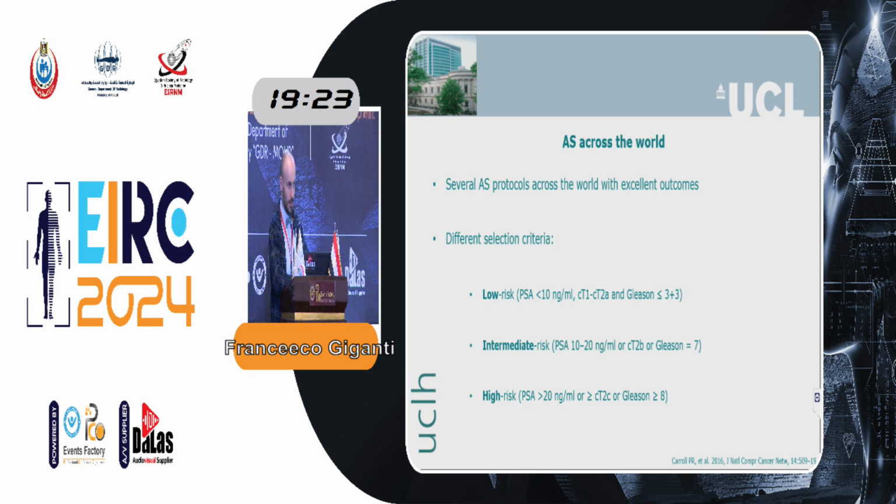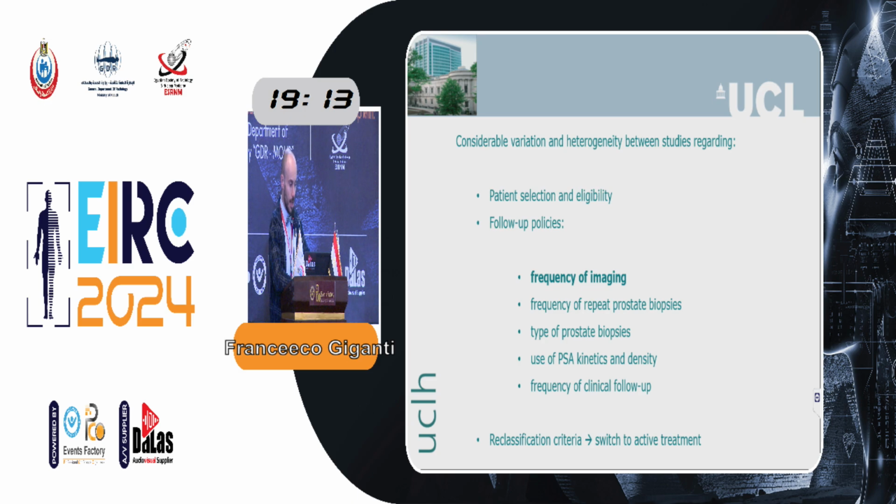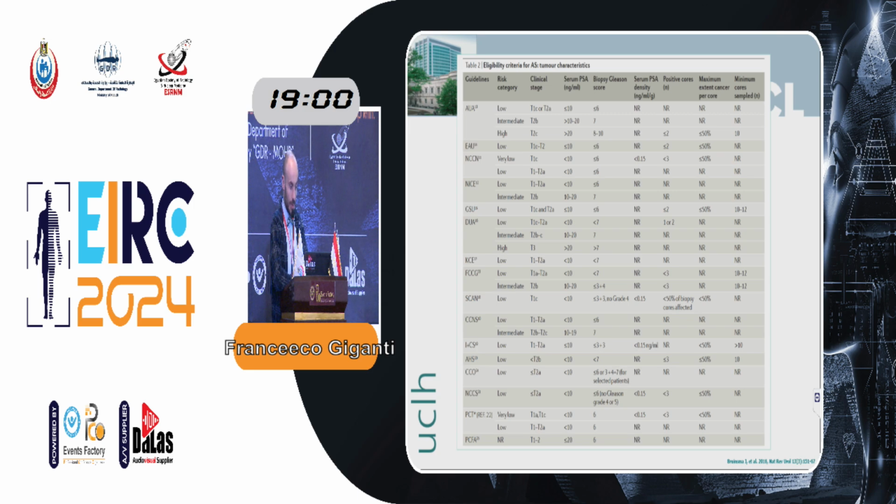Active surveillance is for patients with low or intermediate risk disease, and you can see here the definitions of these two types of cancer. But as I said before, there is a lot of variation in terms of when and how the biopsies are performed, but also when and how imaging is done. Here you can see the different eligibility criteria for active surveillance according to the different guidelines, the Americans, the European, the UK, and more. And you can see basically that there are no agreed guidelines around the world.